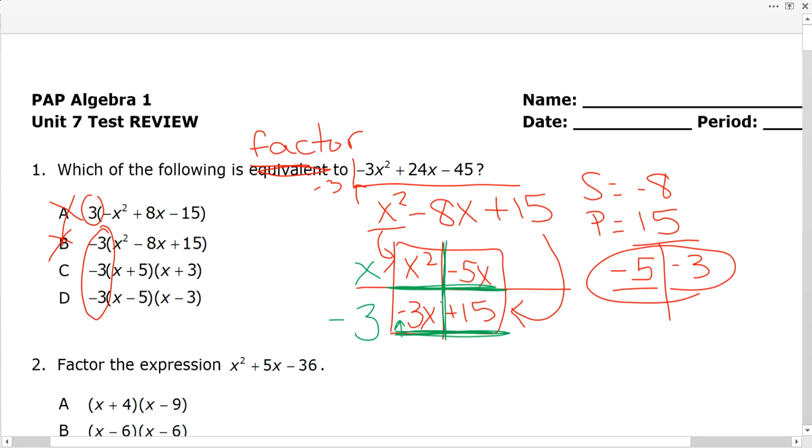I'm looking for my common factor on the left side going up and down, and that's going to be an x. I look for my greatest common factor going up and down on the right, and that's going to be -5 because that's negative right there. And I end up with x minus 3, x minus 5, and the -3 in front, which makes D the correct answer.